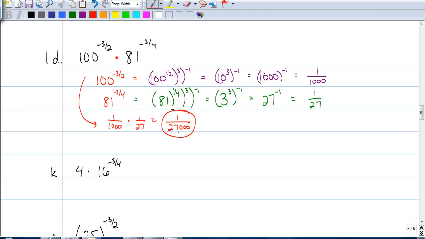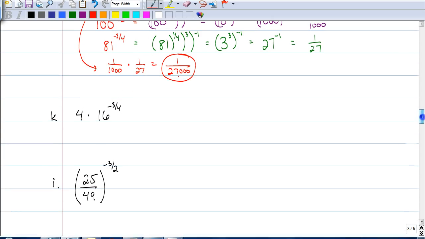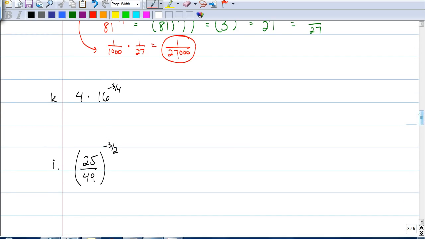Let's look at another one. Let's look at letter K here. This is still under section 1 on that worksheet. So this tells me to take 4 times 16 to the negative 3/4 power.